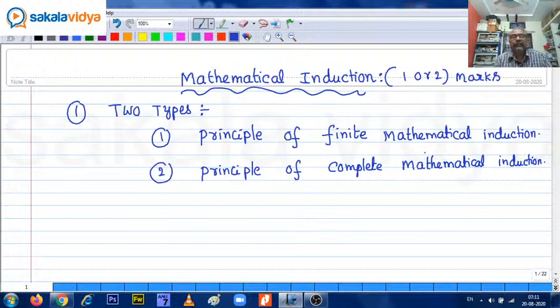Principle of finite mathematical induction, principle of complete mathematical induction. Actually, this mathematical induction is based on Peano's axioms, but I won't go into detail about the history of mathematical induction because it's a competitive entrance examination. Let us go straight forward. We shall have the discussion on the principle of finite mathematical induction and the principle of complete induction. Right?